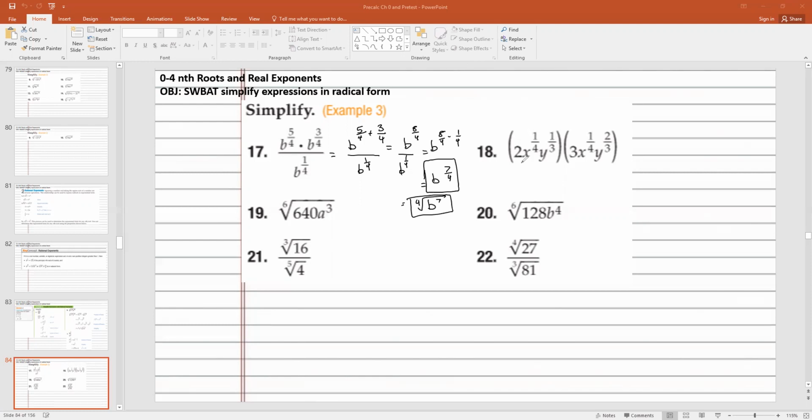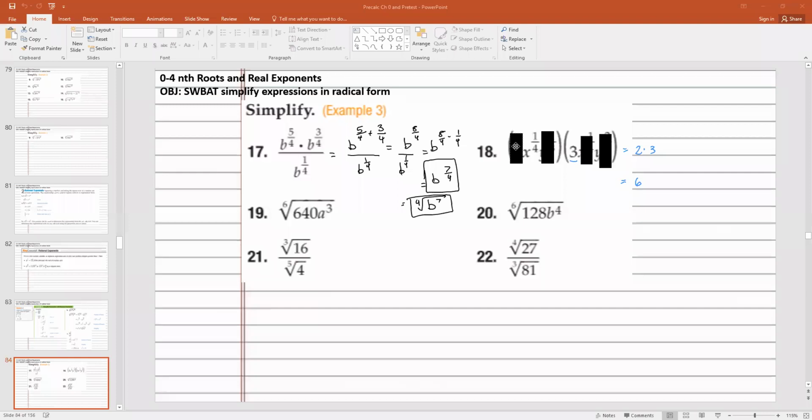All right, so notice for 18, we have multiple ones. Whenever you have different bases, you want to do it one at a time. Don't get scared. They're all different, that's okay. Just do one at a time. Do the coefficients first. So we have 2 times 3, which is going to give us 6. That's all you got to do.